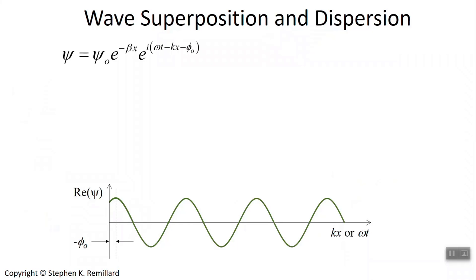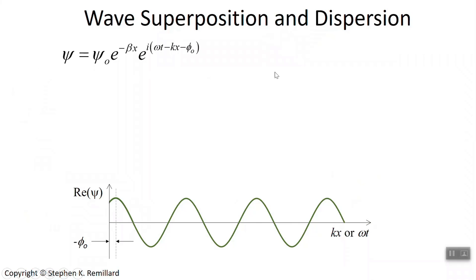Welcome to another lecture on unique and interesting quantum mechanical topics. This week's topic is dispersion, which is a consequence of superposition of multiple waves in a medium where the wave components don't propagate at the same speed.